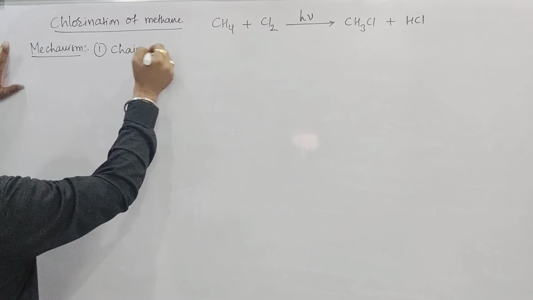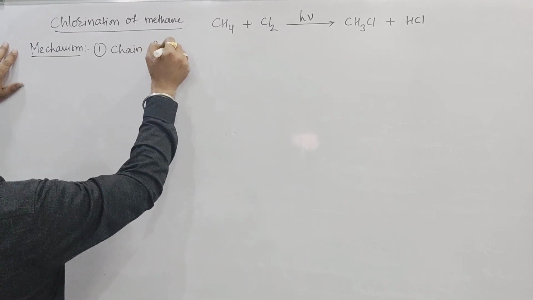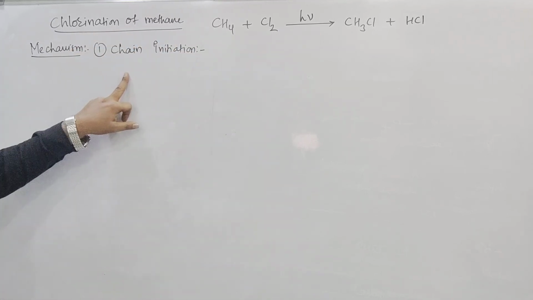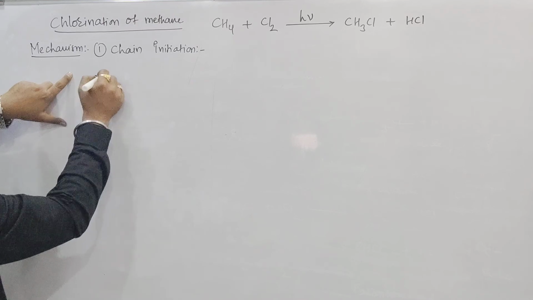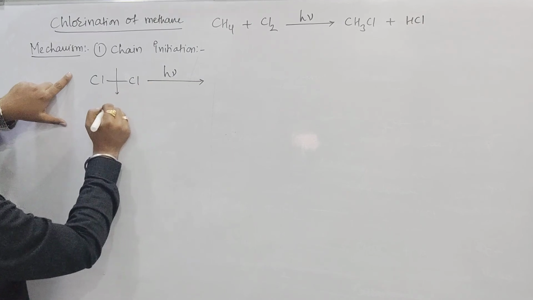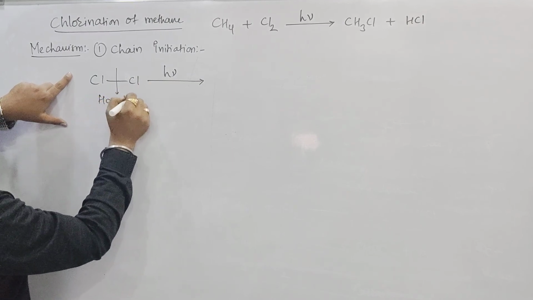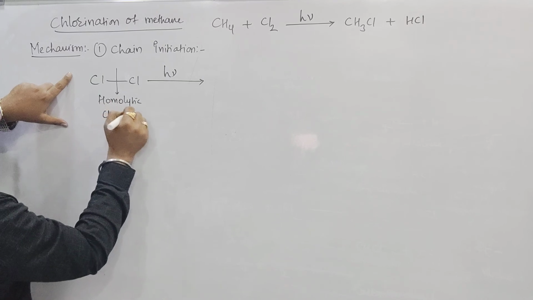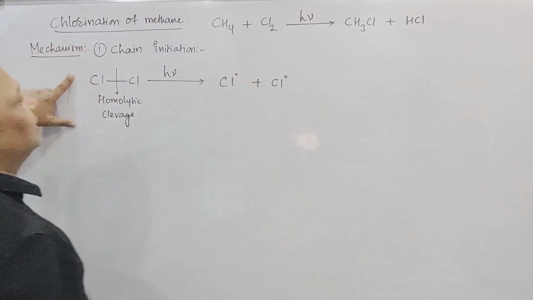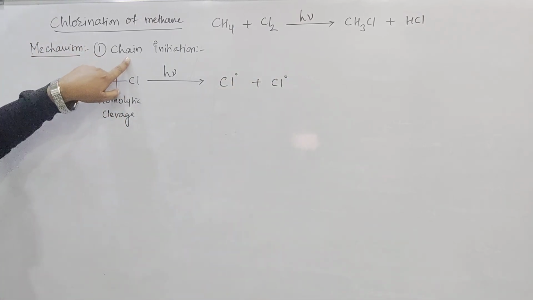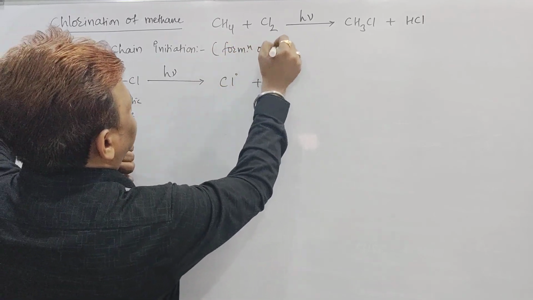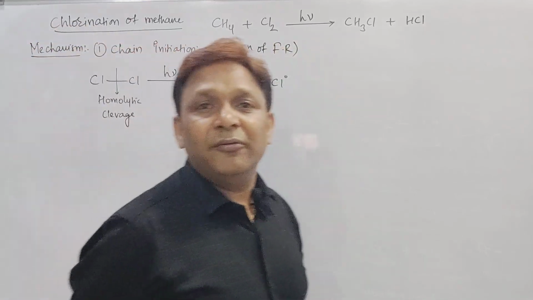What are the 3 steps? The first step is chain initiation, meaning somebody should be there to initiate the reaction. How will chain initiation take place? It is chlorine, and when we keep it in the presence of sunlight, there will be homolytic cleavage. Due to this homolytic cleavage, it forms a Cl radical. So chain initiation indicates the formation of FR. What is an FR? Free radical.